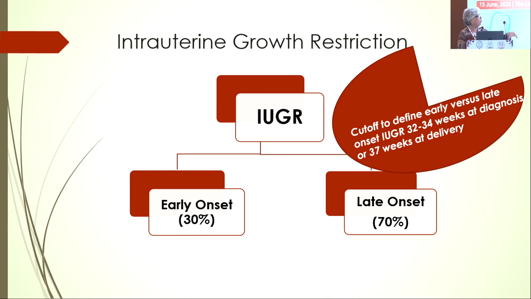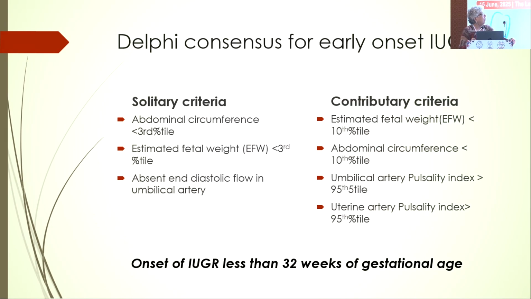Among these two, early onset is less common. More common is late onset. Early onset is easy to diagnose but difficult to manage. Late onset is difficult to diagnose but easy to manage. So there is a Delphi consensus for early onset IUGR.